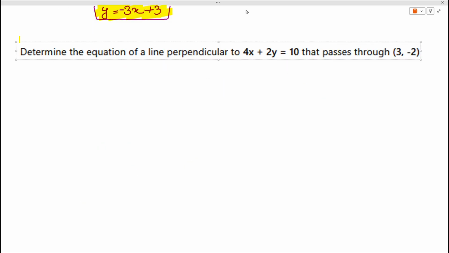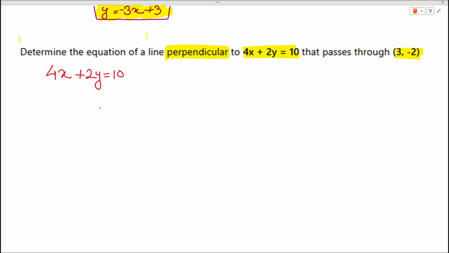In this question, now we have to find the equation of a line. We need to keep in mind that it is perpendicular to this given line and it passes through the point 3, negative 2. So let us first write down our given line. So it is 4x plus 2y is equal to 10.